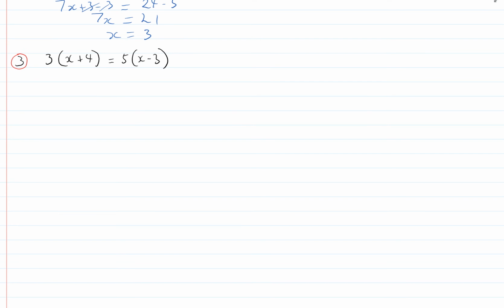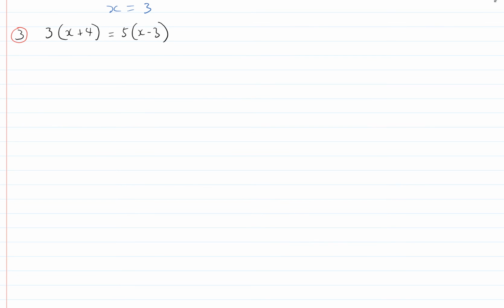Those are those ones, and then you get ones that have got brackets in there, so I'm just going to expand them out. Remember, I've got to times everything in the brackets by what's on the outside. So I get 3x plus 12 equals 5x minus 15, still underneath each other. And now it's just another one of those questions.